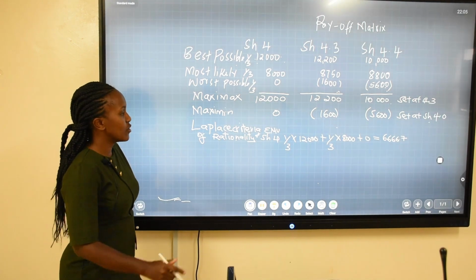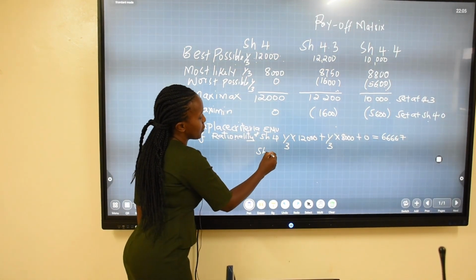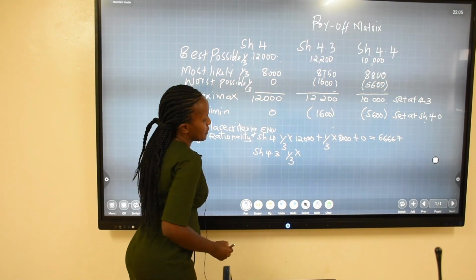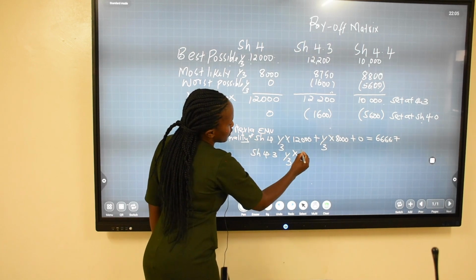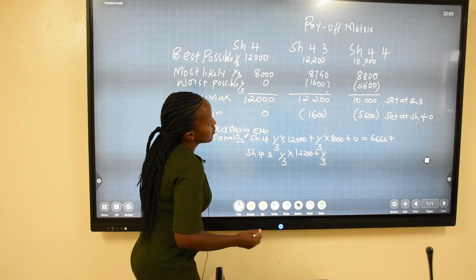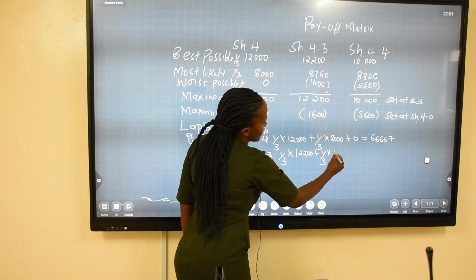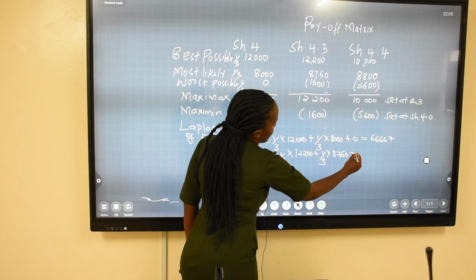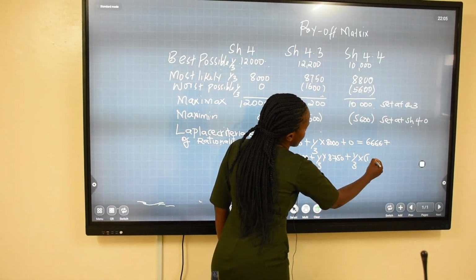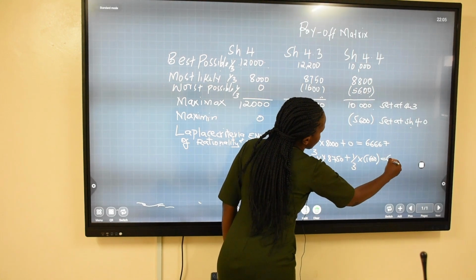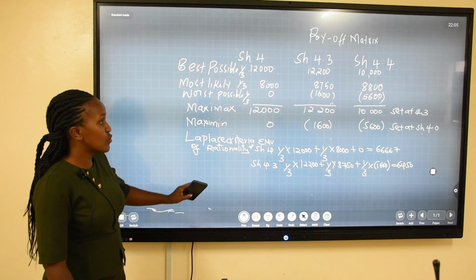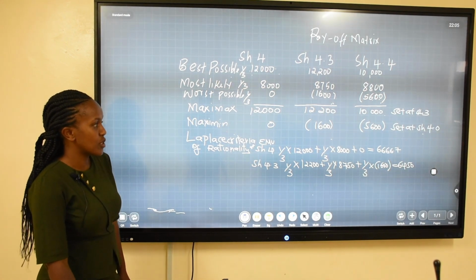We are also going to do it at shillings 4.3: a third multiplied by 12,200 plus a third multiplied by 8,750 plus a third multiplied by negative 1,600. This is going to give us 6,450. We are going to do the same even for the last price there, 4.4.